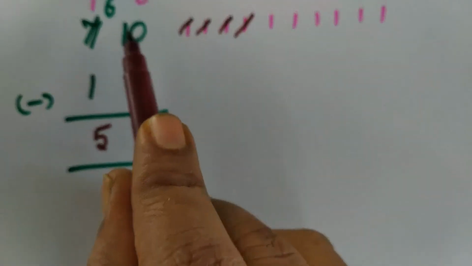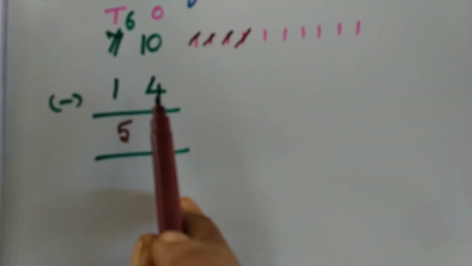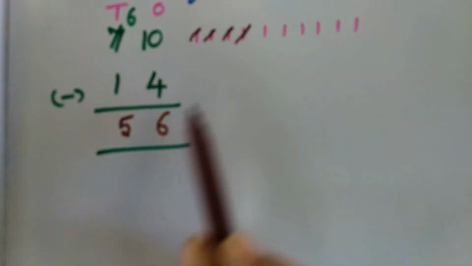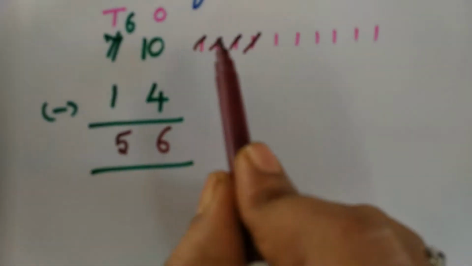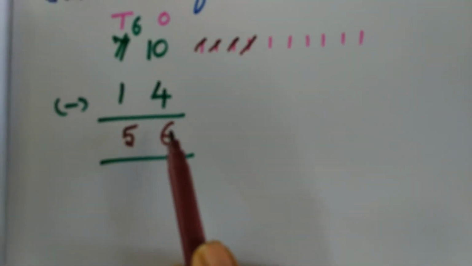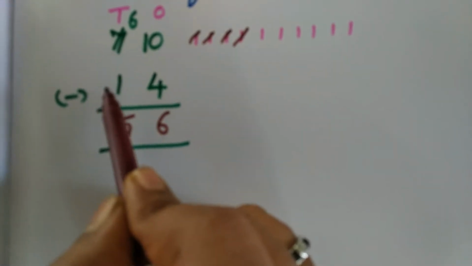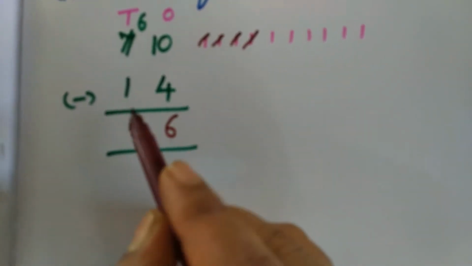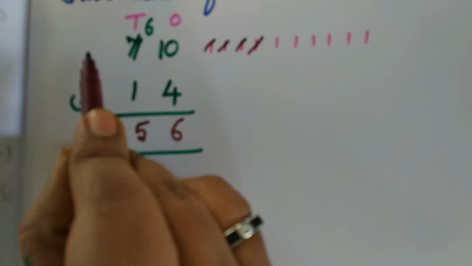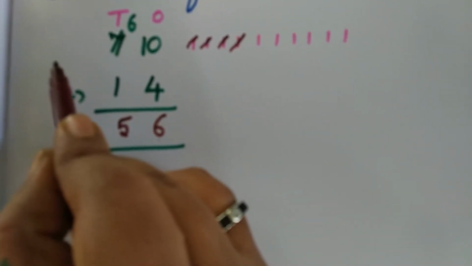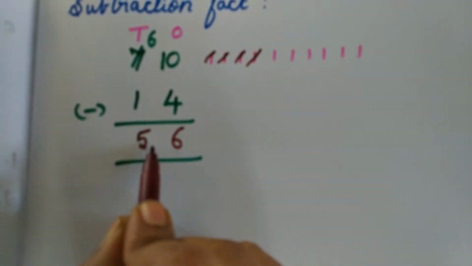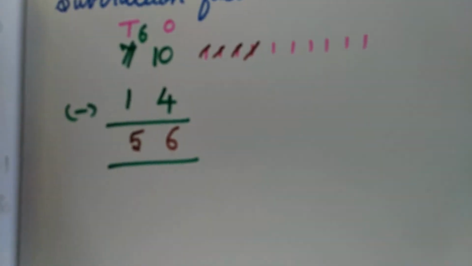Okay, now you can subtract 10 minus 4. So draw the 10 lines and strike out 4 lines. So 10 minus 4 you will be getting 6. And in tens place you have the number 6 and you want to subtract 1. So 6 minus 1, 5. Like that you can draw the 6 lines and strike out 1 line. So how many lines you will be having remaining? 5 lines. So that is the answer. So 56 is the answer for this sum.